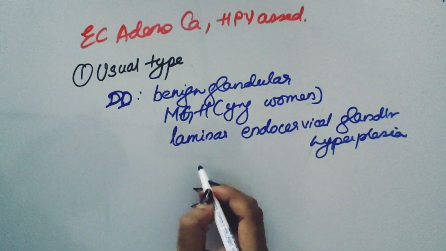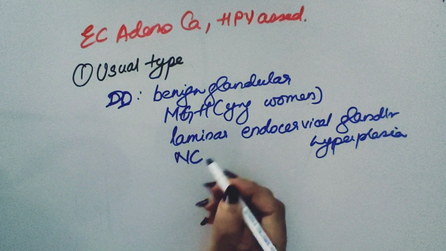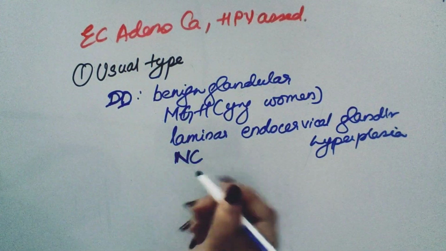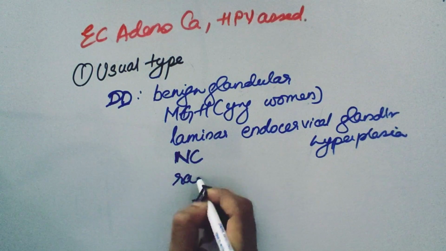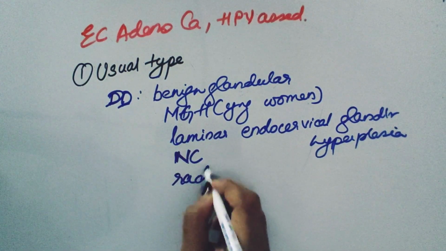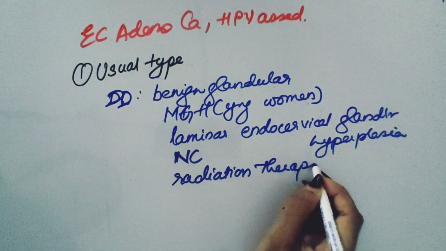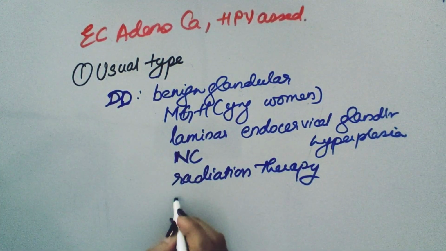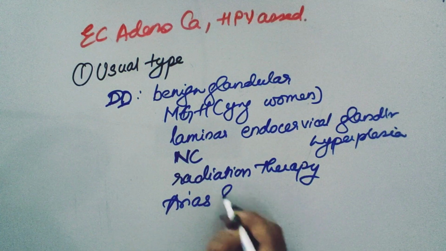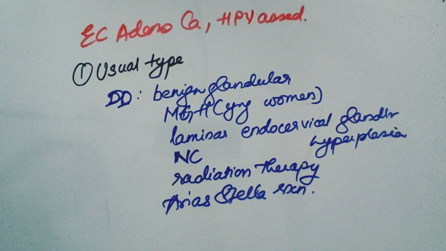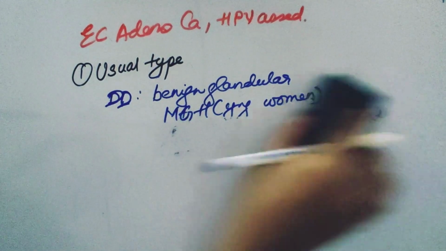And then you have Nabothian cyst also, deep Nabothian cyst, if you confuse it. And then as said in AIS, radiation therapy and Arias-Stella reaction. So these are the benign things which I said are the DDs.